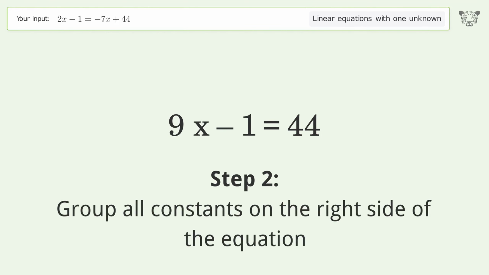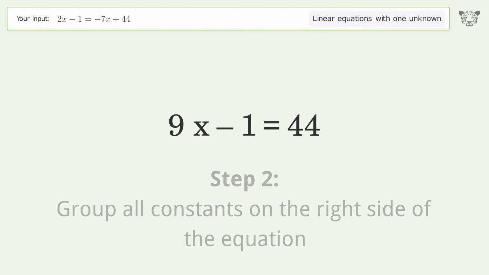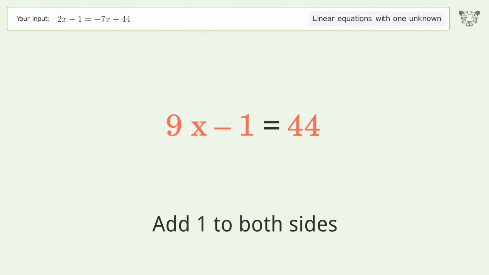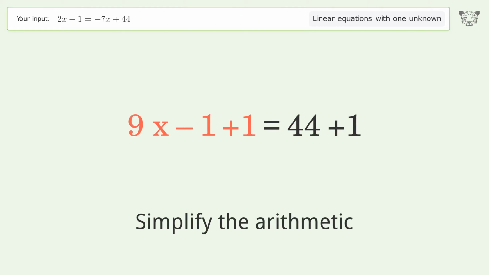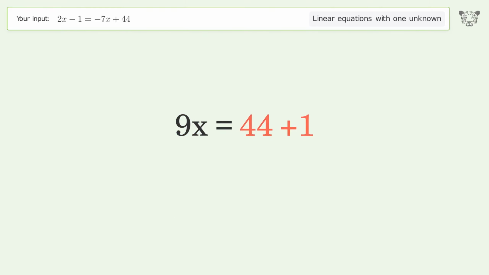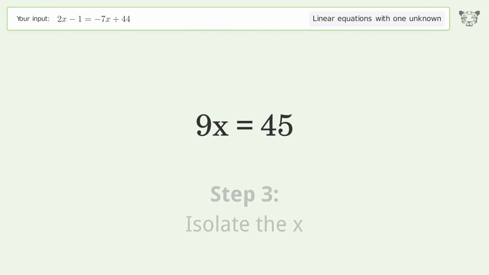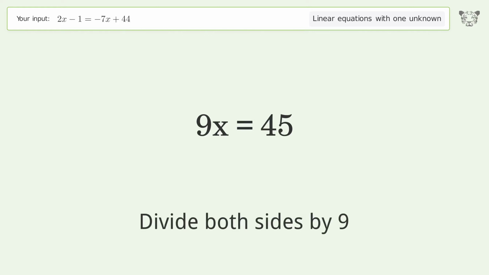Group all constants on the right side of the equation. Add 1 to both sides. Simplify the arithmetic. Isolate the x. Divide both sides by 9.